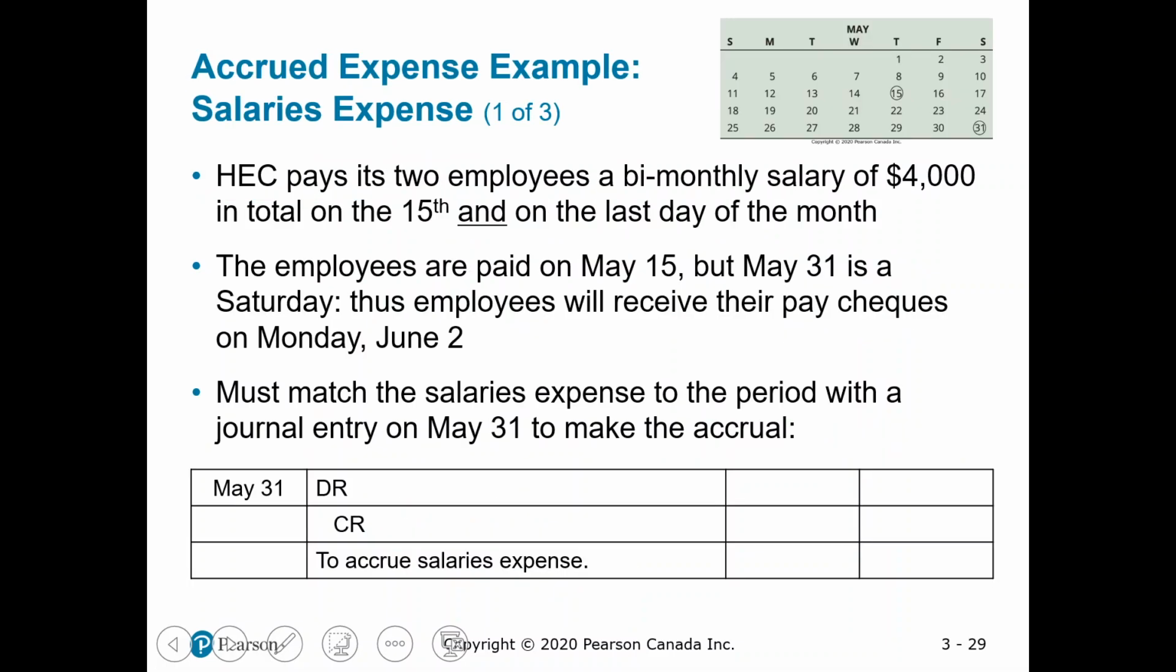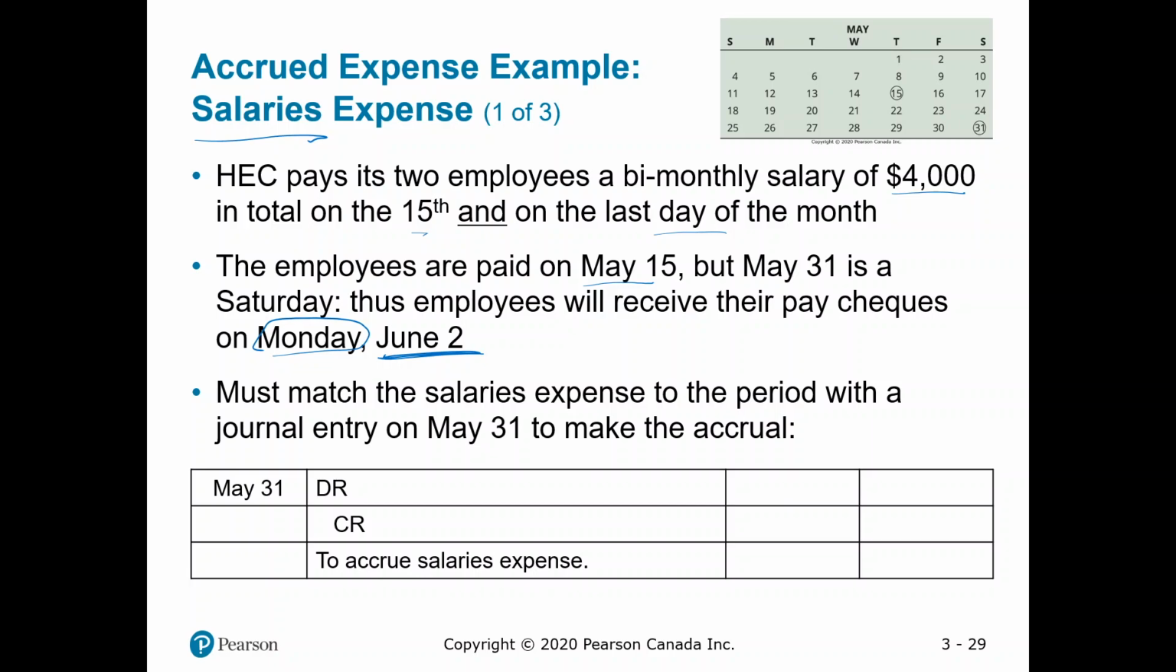Okay, so let's look at an example here for salaries. HEC pays its 2 employees a bi-monthly salary of $4,000 in total. That means for both of the employees, it pays this $4,000 on the 15th and the last day of the month. The employees are paid on May 15th, but May 31st is a Saturday. Because of that, the employees will wait and receive their paycheck on the Monday when they come into work. So they're not going to get paid until June 2nd.